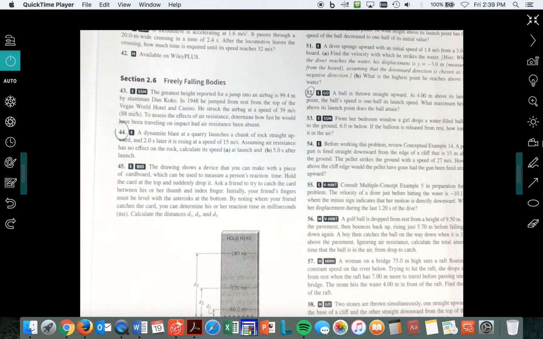But a dynamite blast at a quarry launches a chunk of rock straight up in the air. 2 seconds later, it's going at 15 meters per second. Assuming air resistance has no effect on the rock, calculate the speed at the launch and calculate the speed 5 seconds after the launch.